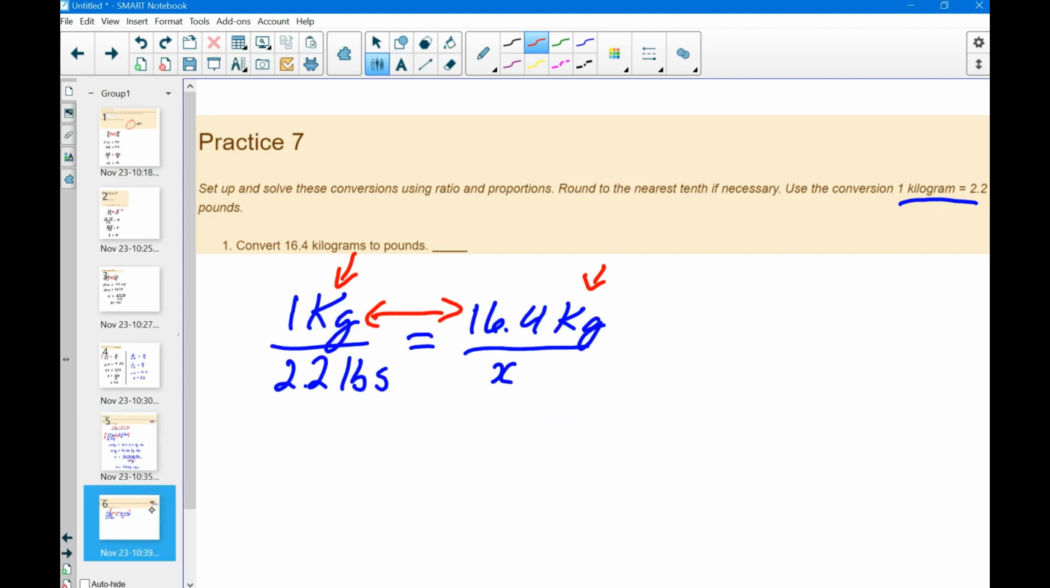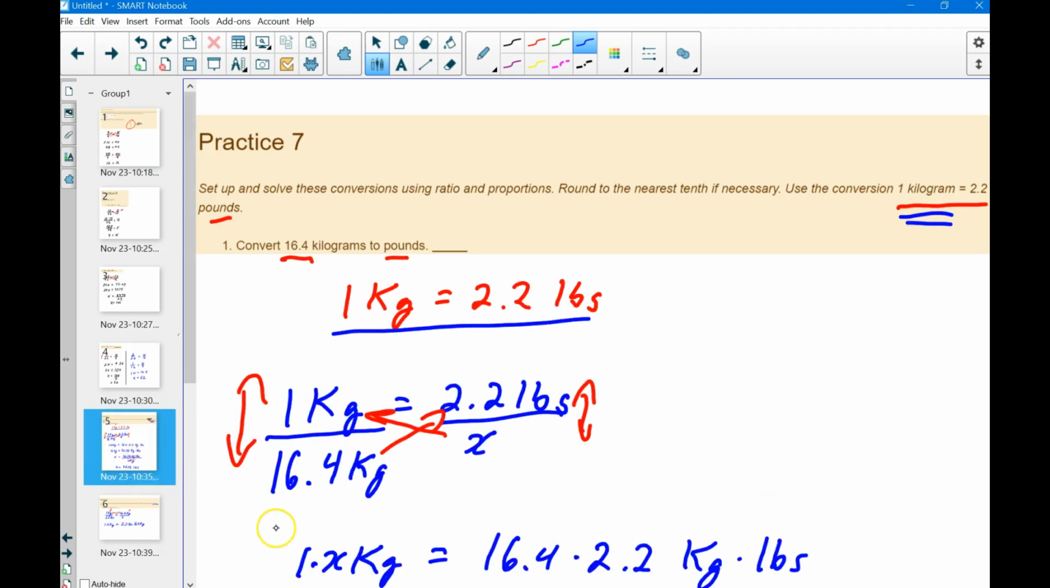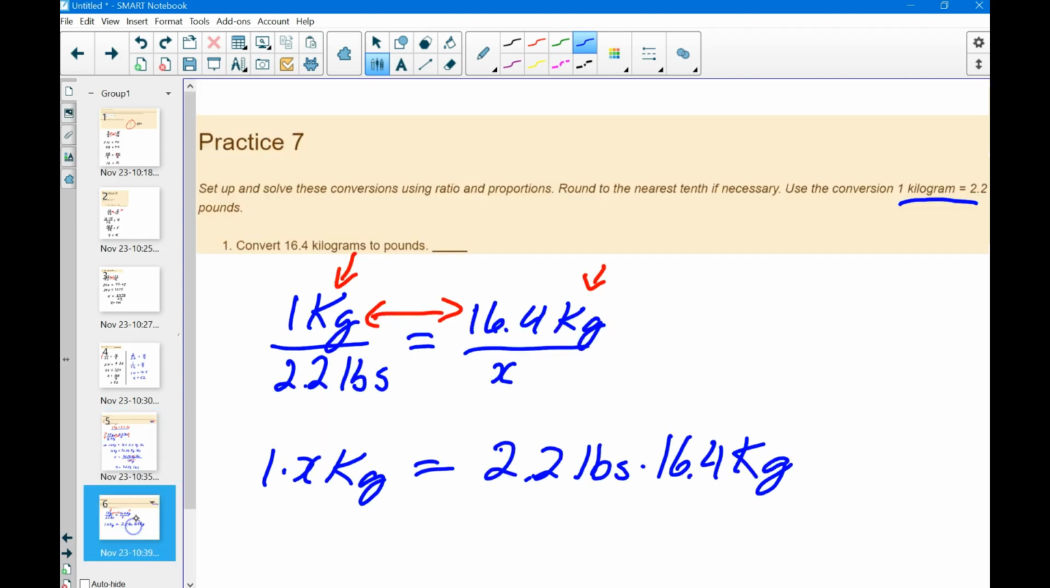So now, if I cross multiply, you're going to see what happens. I have 1 times x kilogram equals 2.2 pounds times 16.4 kilograms. And if we look back at the previous one, you'll see it's exactly the same. So you can do it that way. You can write them down this way, as long as you line them up properly. It's going to work out to be the same.